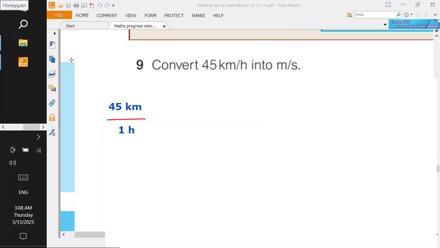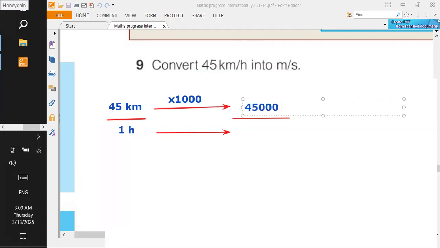Now I want to convert them into what? Into meters per second. So first thing I do, I convert this into meters and convert this into seconds and keep them as a fraction like this. As we said, the 45 kilometers, I want to convert it to meters. What do I do to it? Very good. I multiply it by 1,000 because a kilometer equals 1,000 meters. So it's going to be 45,000 meters now.